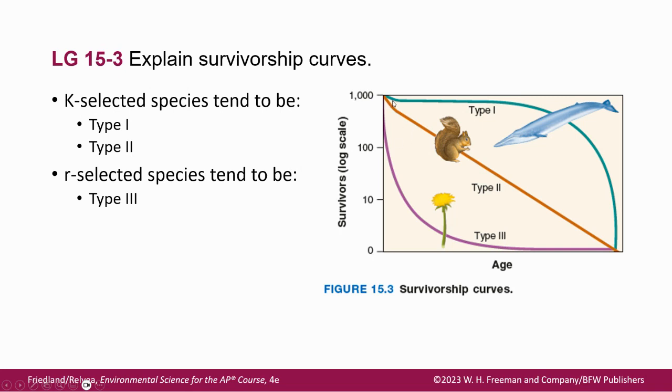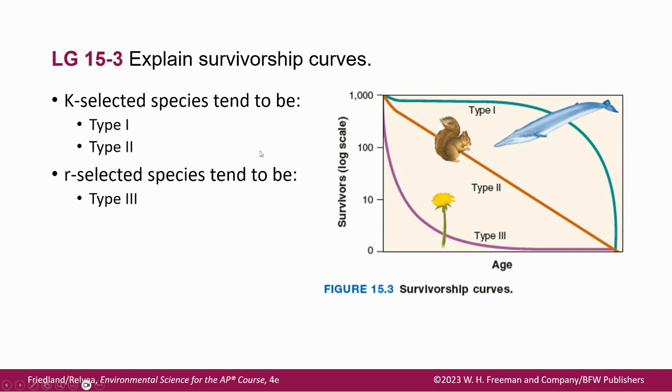So type 1 is a lot of organisms make it through the early stages of life, but as they get older, they die off rather quickly. Survivorship 2 means it doesn't really matter how old you are, you're probably dying. And then survivorship 3 means that not a lot of individuals make it to the mature part of life, but when they do, they typically hang on for a long time.